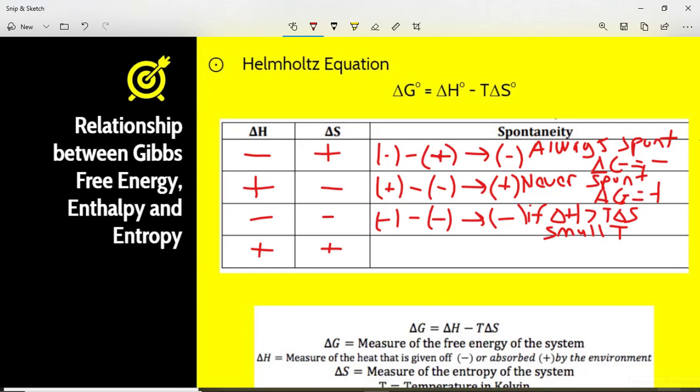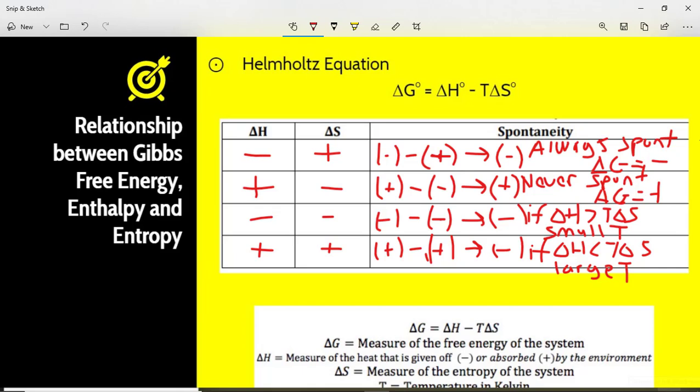Now, if we have two positives, the only way that this can be negative is if that second positive is greater than the first one. So this is the case, delta G will be negative if delta H is actually less than T delta S, all right? So this means that this occurs at large temperatures. Again, this is definitely one of those flashcard moments where we'll need to take a look at this in a little bit more detail. But you should be able to look at these mathematically and determine what's going on here.